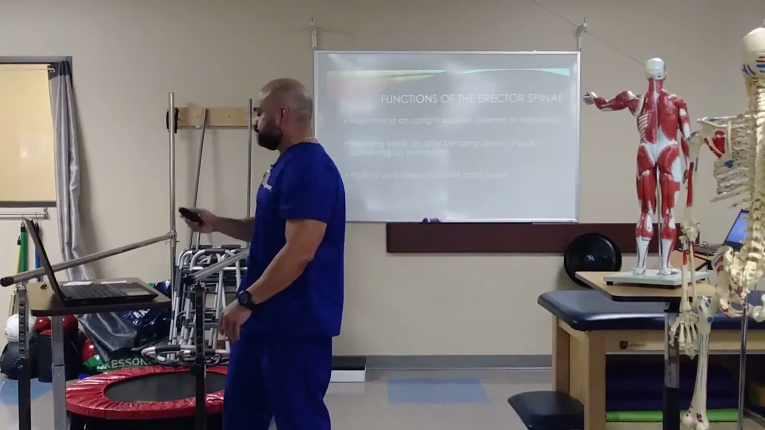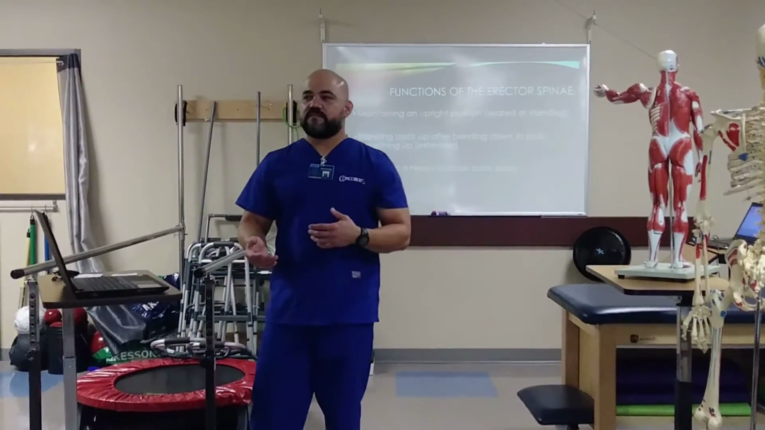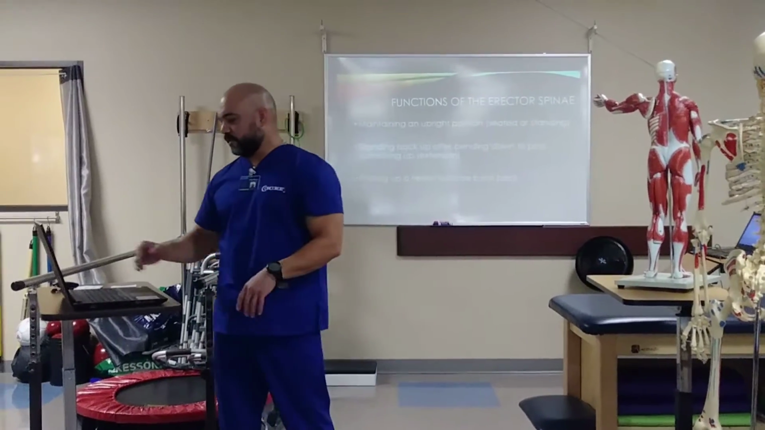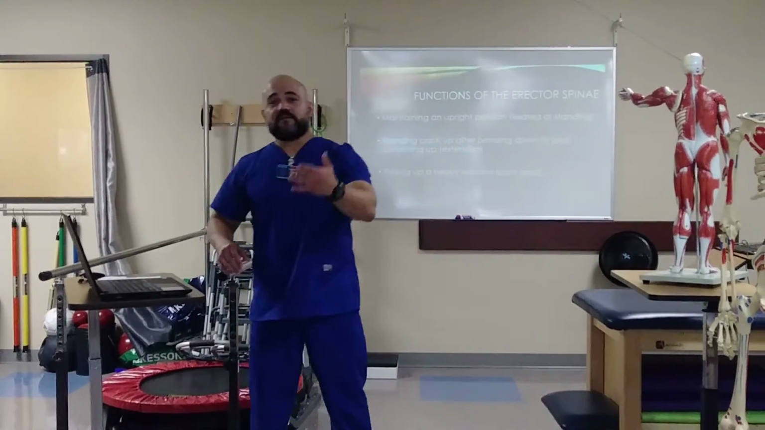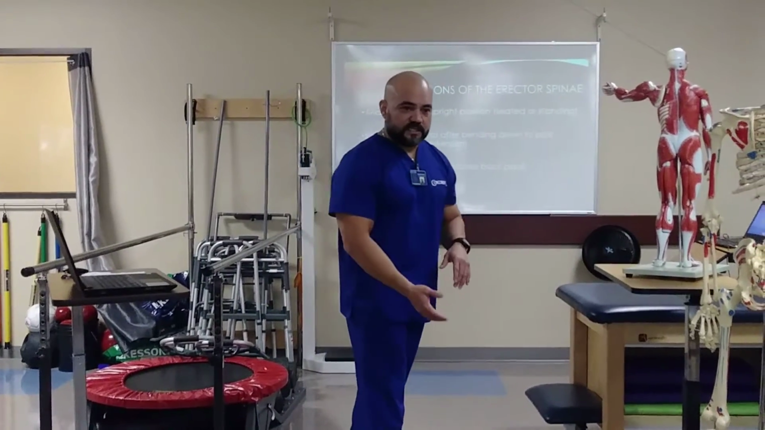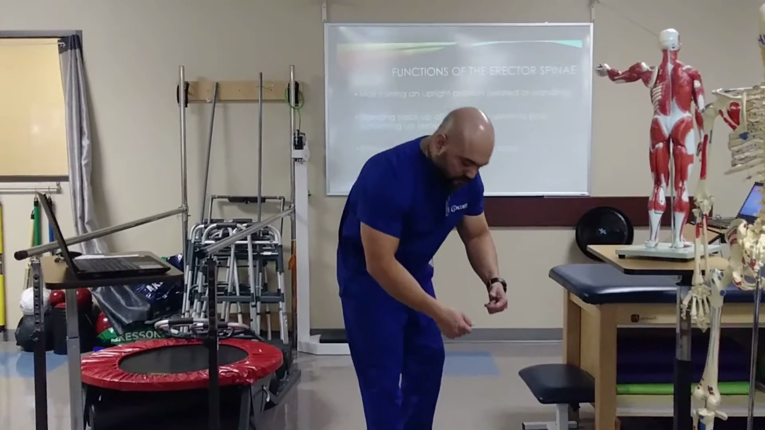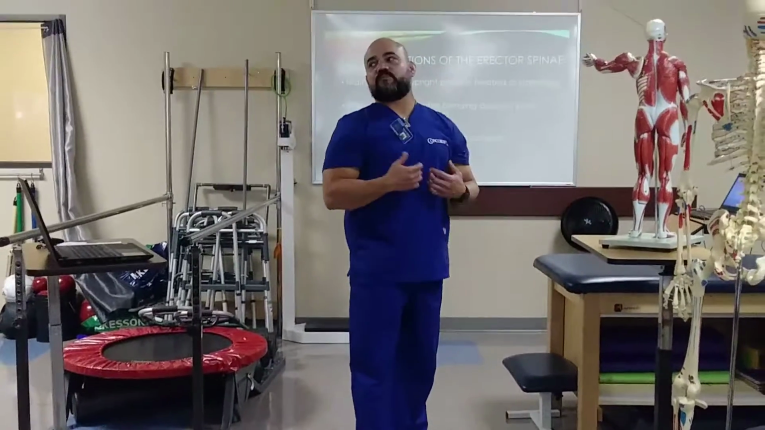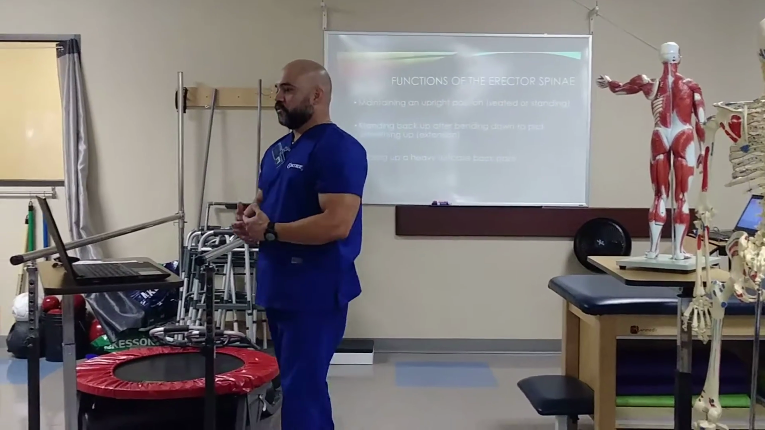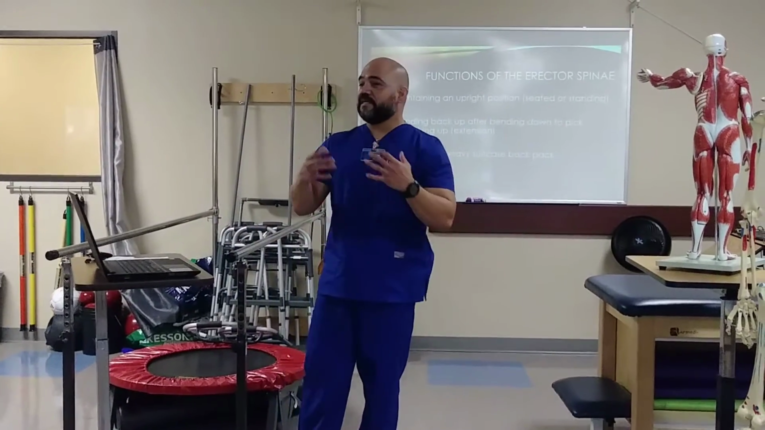Can anybody tell me an example of how we use this in our everyday lives for the rectus spinae? When you tie your shoes? That's right. When you're bending over and tying your shoes, it's flexion, right? So the rectus spinae are chiefly responsible for bringing you back up to an upright position, okay? So they maintain your upright position, whether you're seated or standing, okay?